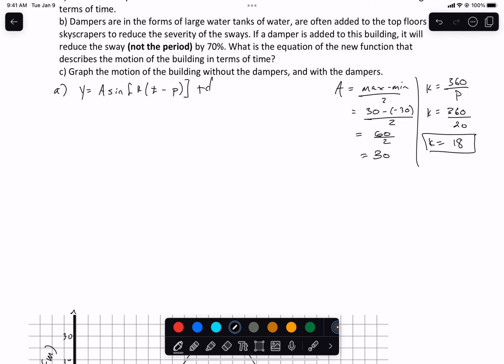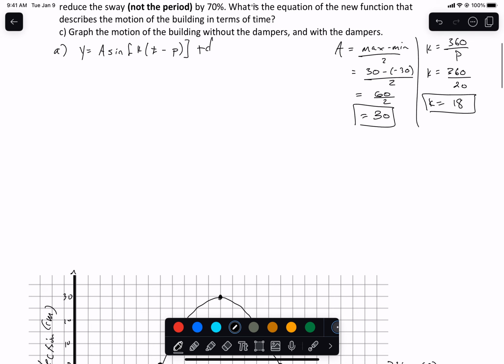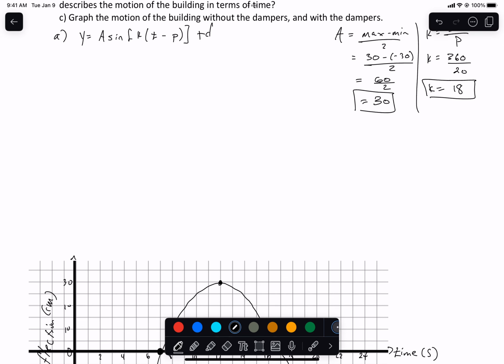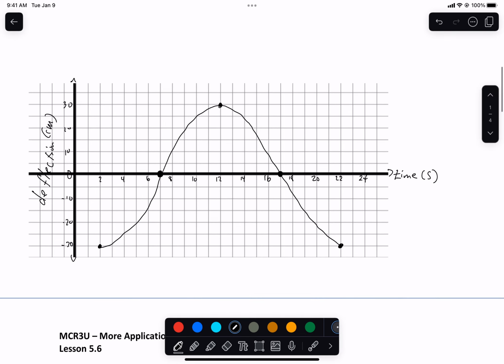Okay, so there's two components. There's A and K. Now the problem is, and again, just to reiterate what we said at the beginning of this question, in this question we're going to have a phase shift. Okay, and that's a little bit trickier to manage. So right now this is what we've got, A and K. So what I need to do is I know that one cycle of this curve takes 20 seconds to complete.